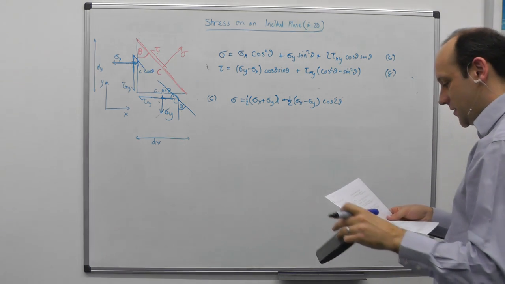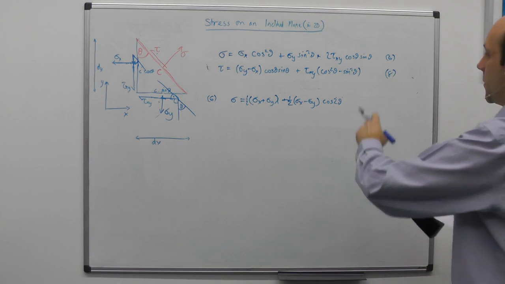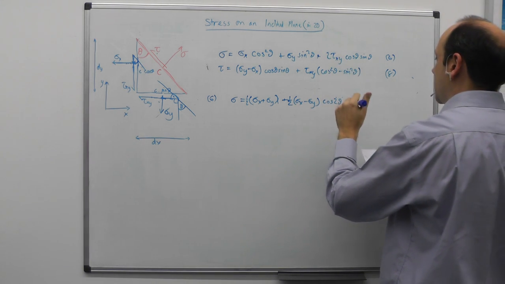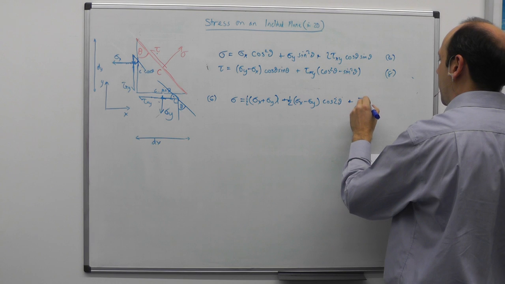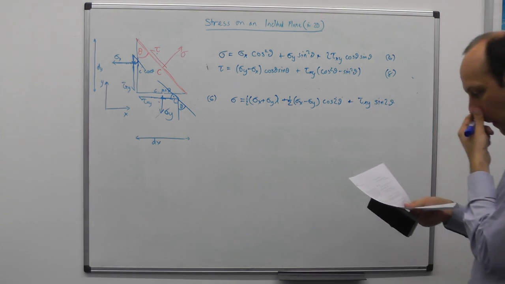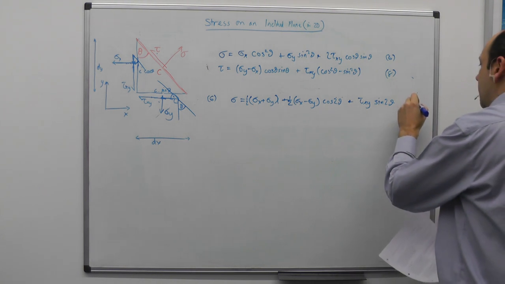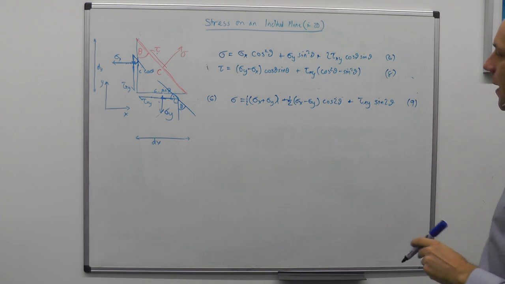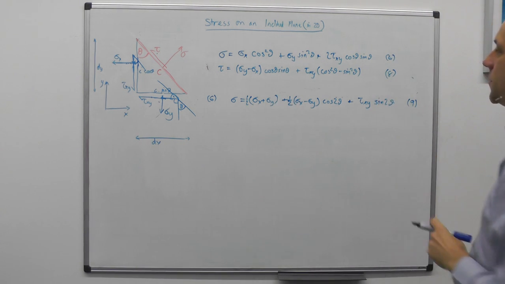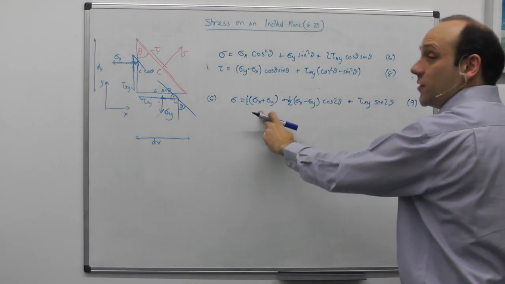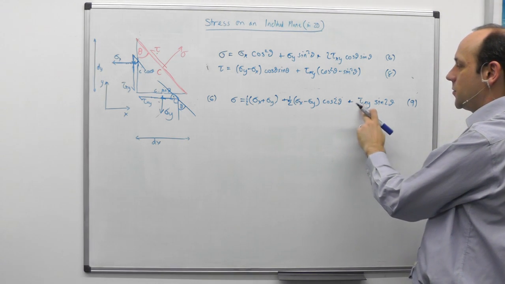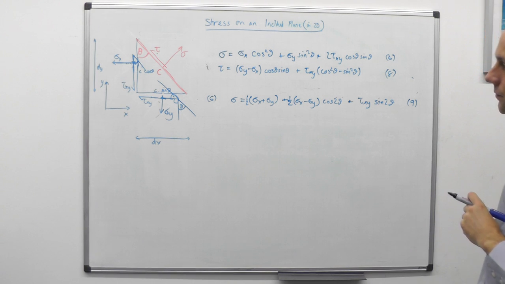And notice that cos theta sine theta times 2 is equal to sine 2 theta. So I've got tau xy sine 2 theta. And that is equation 9. And that's, in some ways, a simpler way to look at equation 6. It's the average of the two normal stresses, the difference between them times cos 2 theta, and tau xy times sine 2 theta.